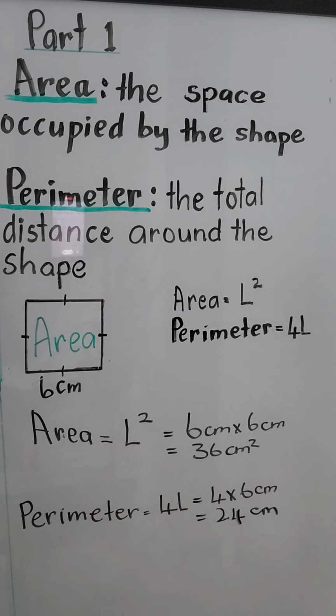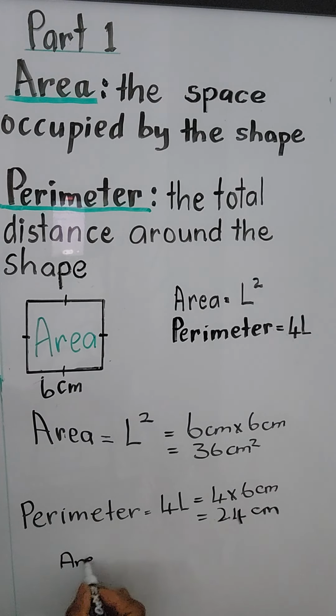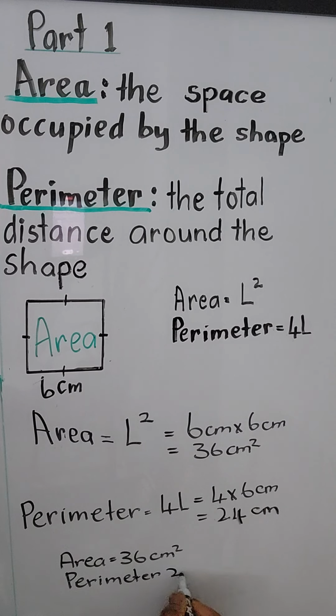So here we have the area and the perimeter of a square with a length of 6 centimeter. Area: 36 centimeter square. Perimeter: 24 centimeter.